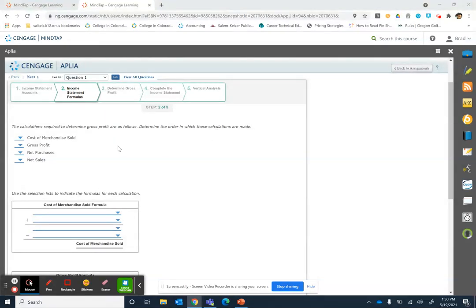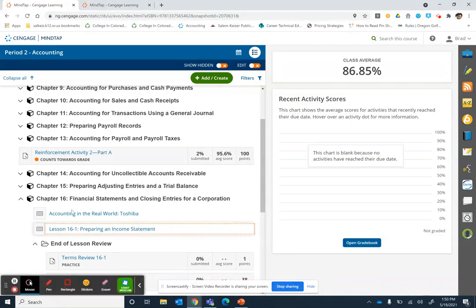So on our income statement, the first one that we're going to be completing is our net sales. So net sales will come first. Following net sales will be net purchases. Following that, we're going to have cost of merchandise sold. And then finally, we'll end with gross profit. You're going to find that when you look through the online textbook 16-1 Preparing Income Statement. So if you were to check the textbook, you're going to find these.